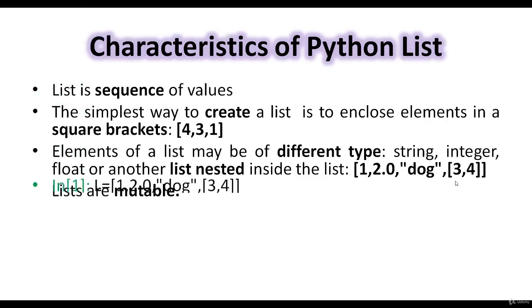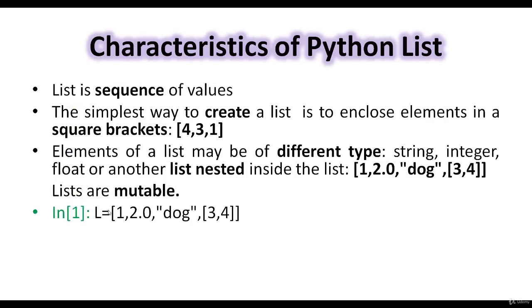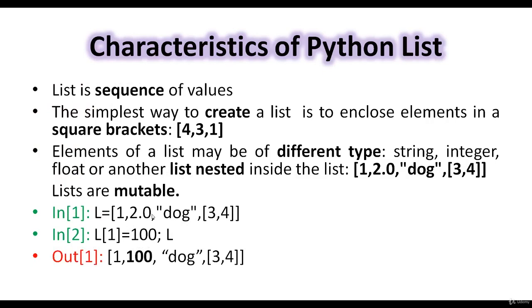Lists are mutable. For example, this is a list, and then we choose the second value by this index and assign the value 100. Now there is a change in place of the earlier list. In the second value, instead of 2, it is 100 now.